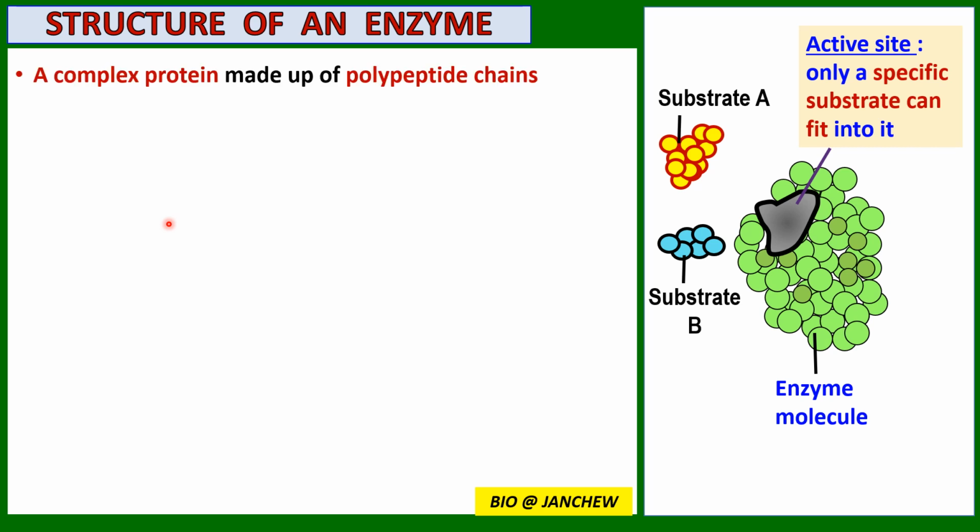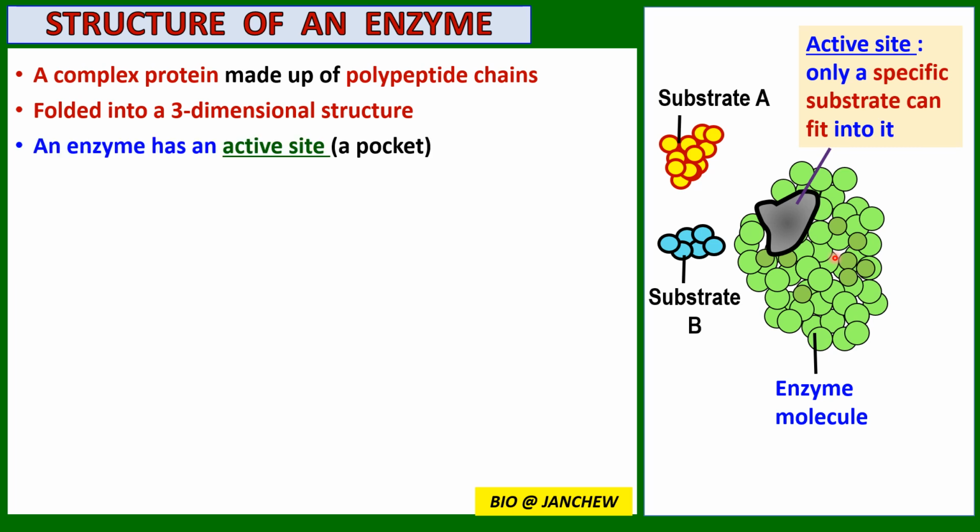So if the enzyme is a protein molecule, it's a complex protein made up of a few polypeptide chains that are twisted and folded together to form a three-dimensional structure or shape. So it's usually globular, like a cluster of grapes, where the grapes represent the atoms or the molecules in the enzyme. Okay, and then in the enzyme itself, there is a depression or a pocket or an active site.